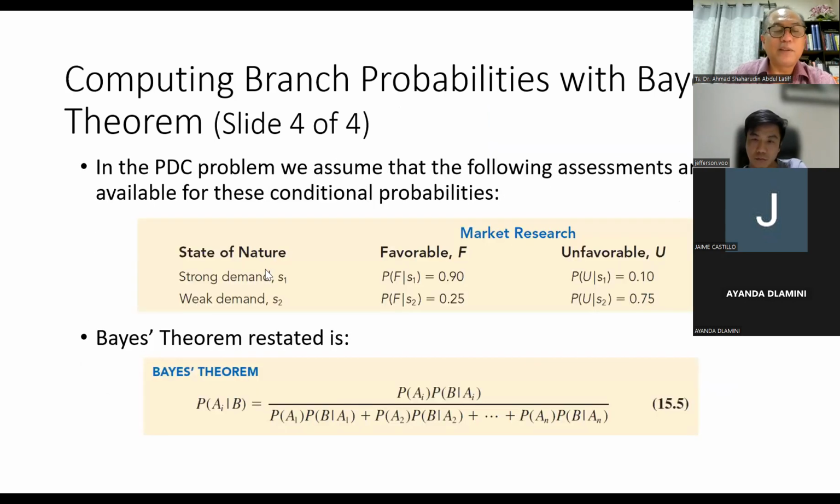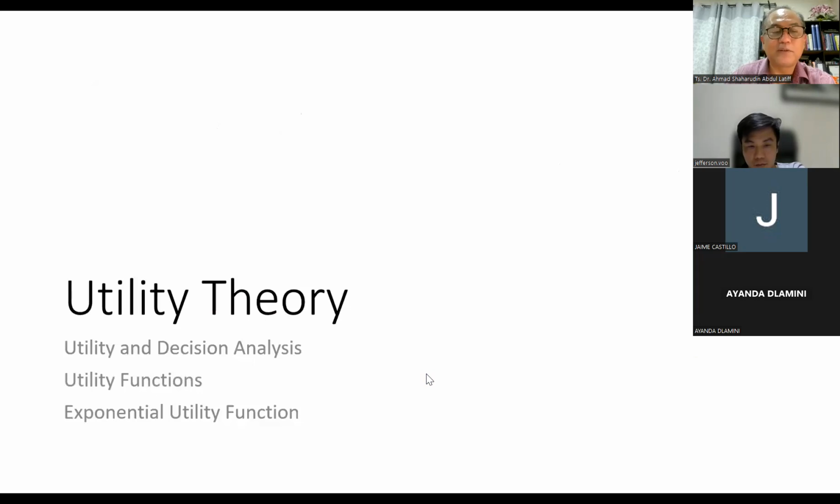There is a formula here, with favorable and unfavorable. The situation is the probability of A occurring if B has happened. So this is the Bayes' theorem formula.